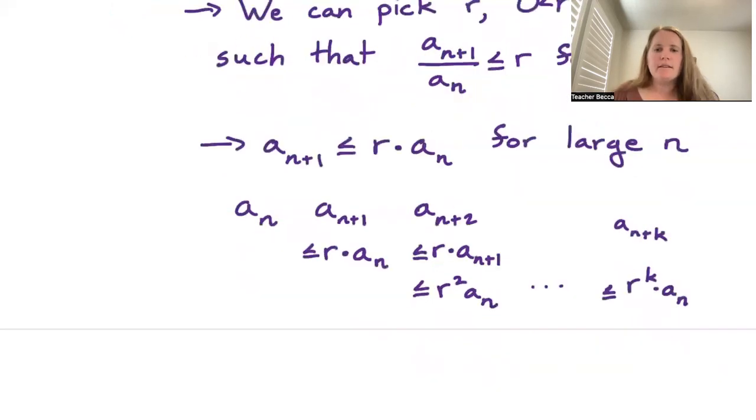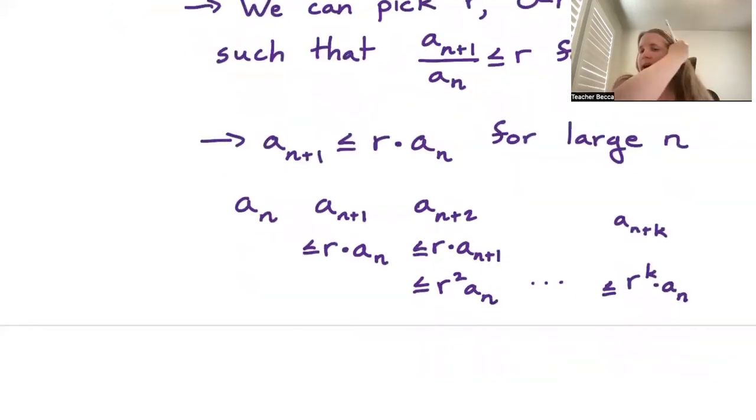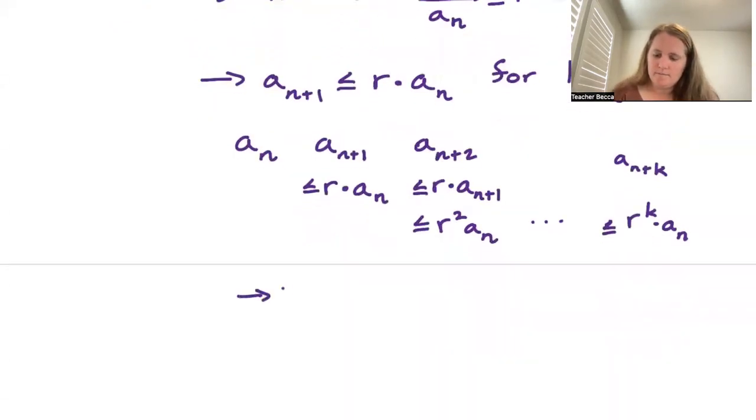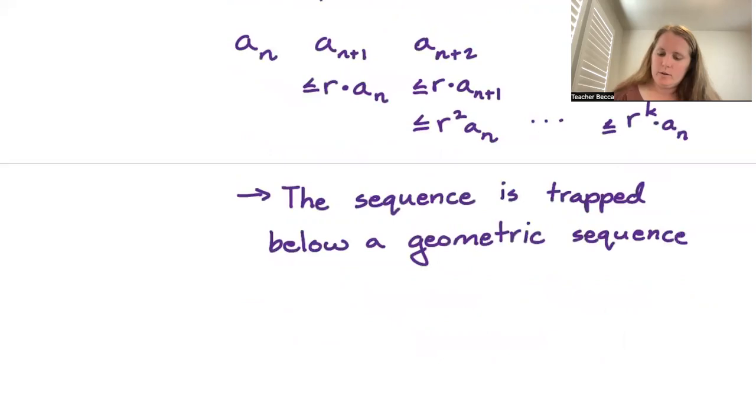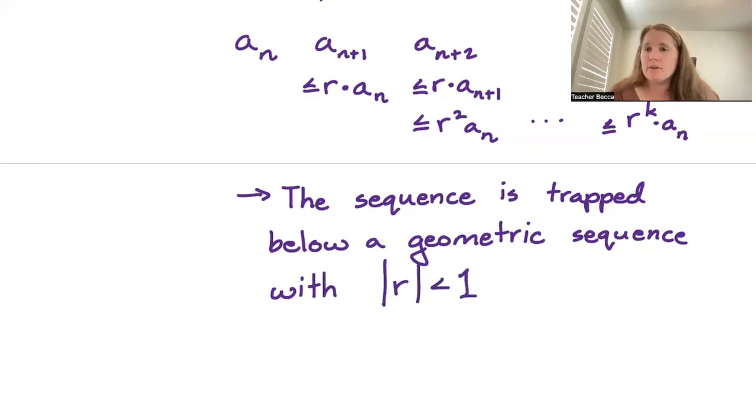And so what we get then is that essentially the sequence acts like a geometric sequence towards the end, right? Or the sequence is sort of tracked below a geometric sequence with absolute value of r less than 1. And so we have convergence.